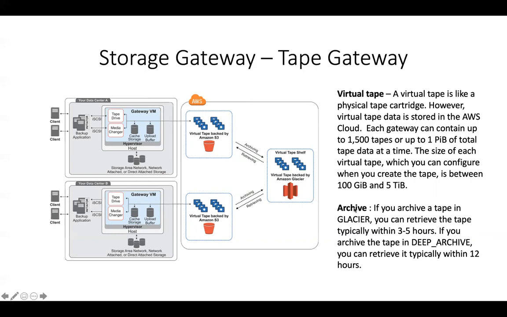And when you're using archival, if you archive a tape in Glacier, you can retrieve the tape within 3 to 5 hours. But if you are doing it in Deep Archive, which is much more of an archival feature that they brought out as one of the storage classes, then you can typically retrieve it within 12 hours or so.